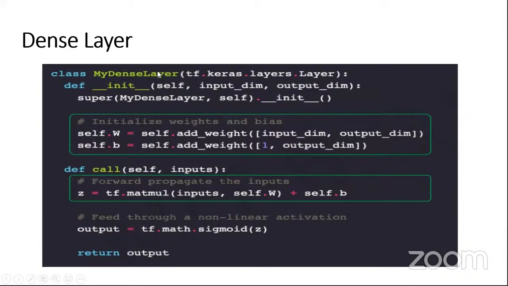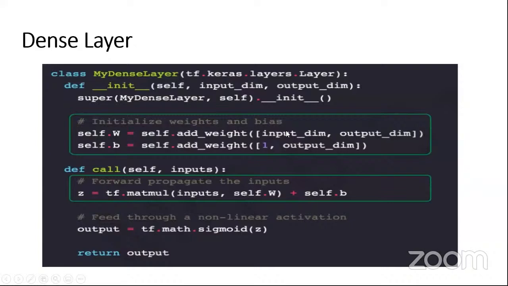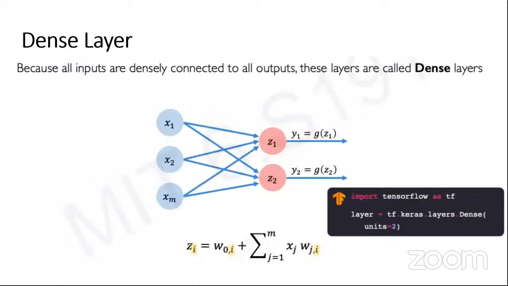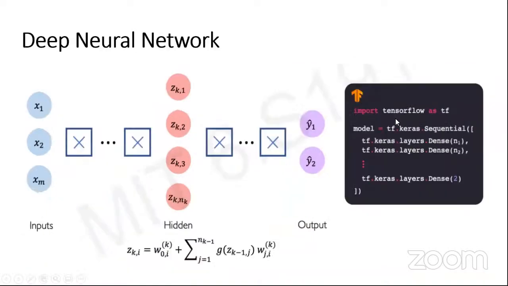So only by calling this particular class, we can create a dense layer automatically. You can see here, we are just calling the dense layer with the specific units. So this will call this particular class, and automatically it will create a specific dense layer. This is how we are calling the dense layer.